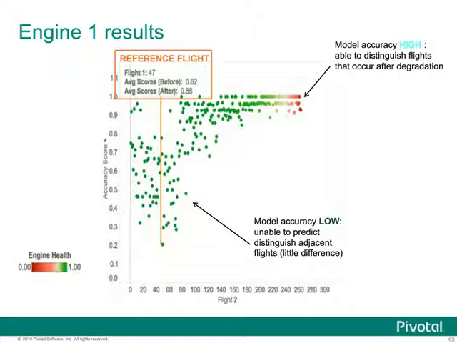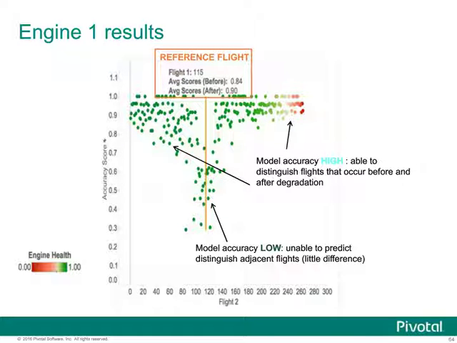Now, another attribute that we might be able to look at is the average score or accuracy when we compare flight 47 to all flights that came before. We can see that there is a low accuracy, meaning this particular flight looks very similar to the flights that came before. Of course, if we look at everything after, there's a higher accuracy, meaning it looks very different from everything in the future. So as we click through these reference flights, going further along in the engine life cycle, we can see that we begin to also now be able to differentiate, for example, flight number 115 from much earlier flights.